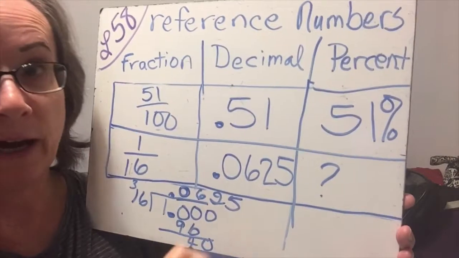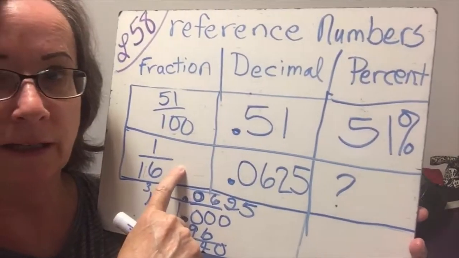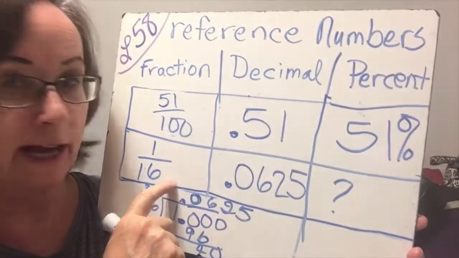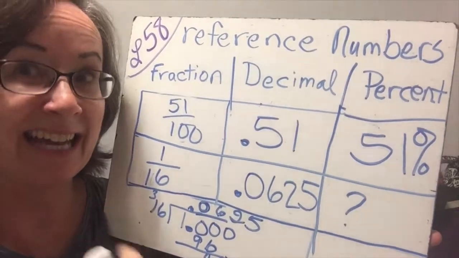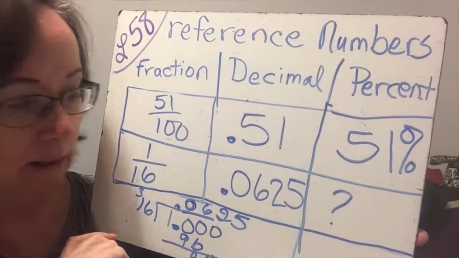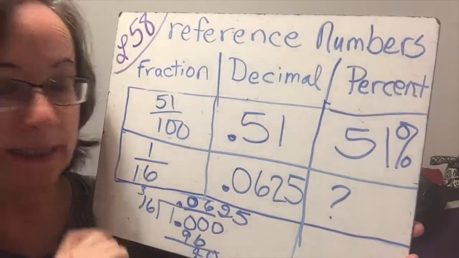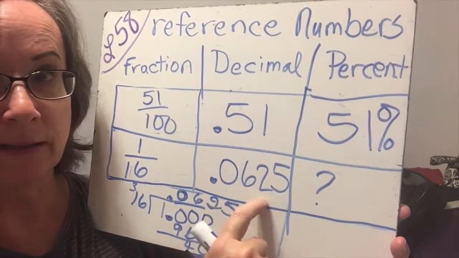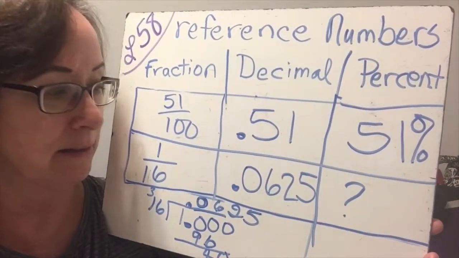So right here, for my decimal, I will put 0.0625. So how do we get from a fraction to a decimal if the fraction does not have a 10 or a multiple of a power of 10 on the bottom? Well, we divide. 1 divided by 16 gives us 0.0625, and that's the decimal.